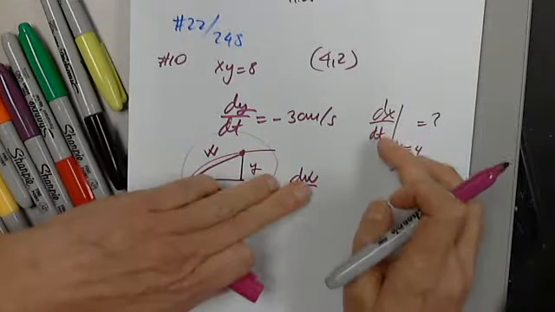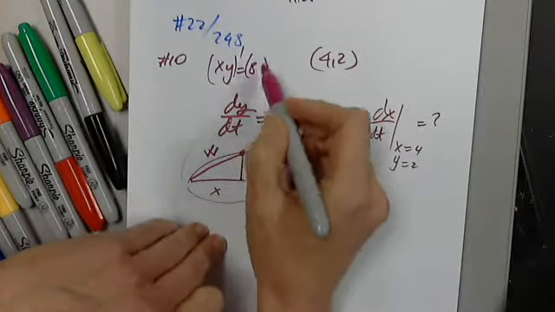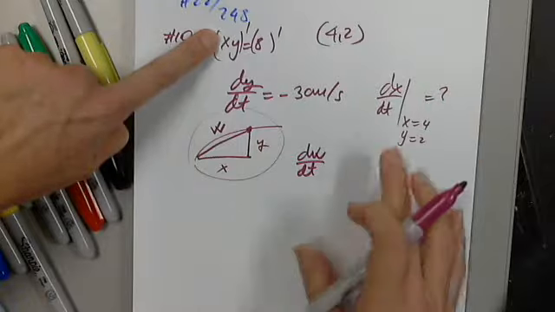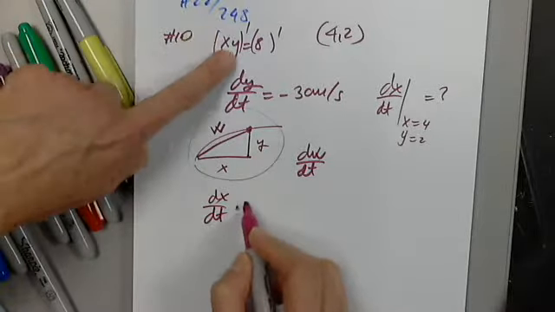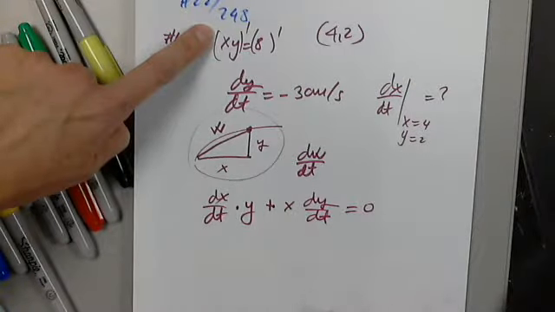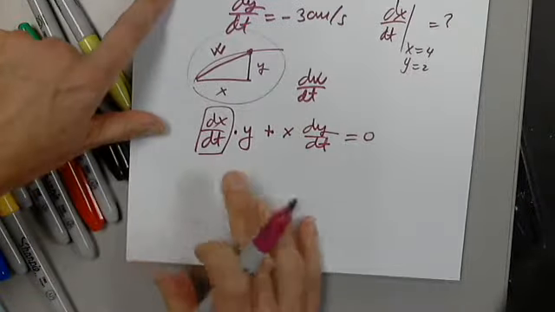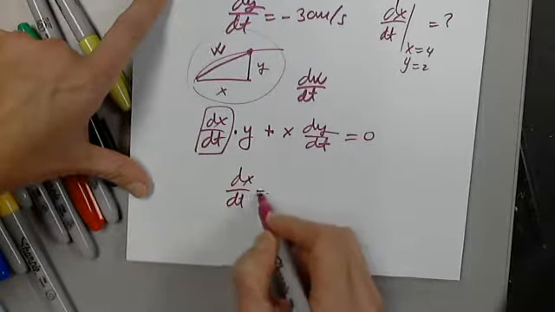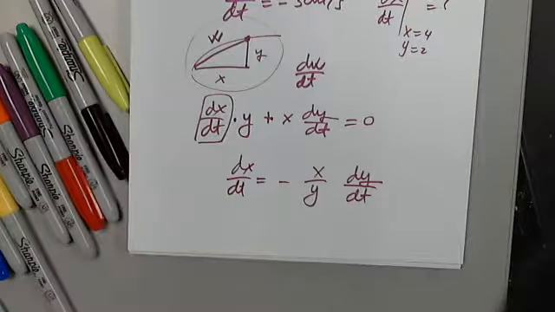So I'm asked to find dx over dt. I can solve for x first or just differentiate implicitly, it doesn't matter really. x is a function of t, y is a function of t, and this is a product. First function prime is dx over dt times y, plus x times dy over dt, equals 0. I'm after dx over dt, so I move this term to the other side and divide by y. So dx over dt equals negative x over y, times dy over dt. And now I have all the information I need.